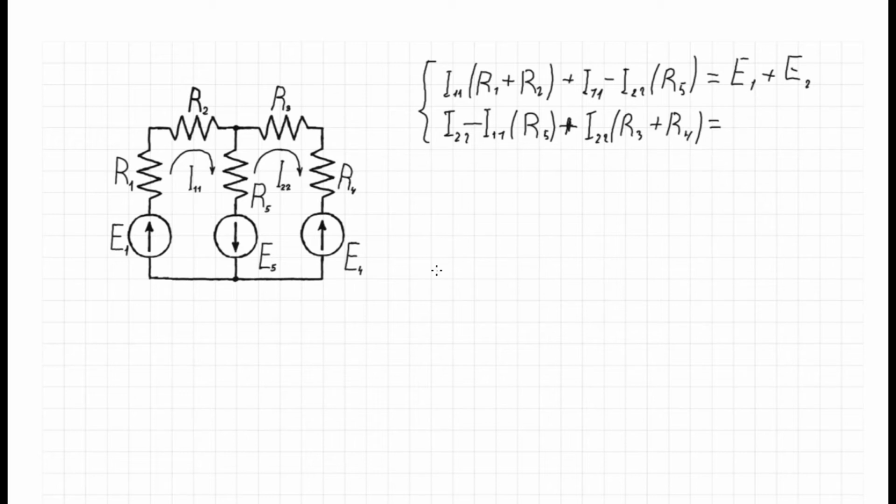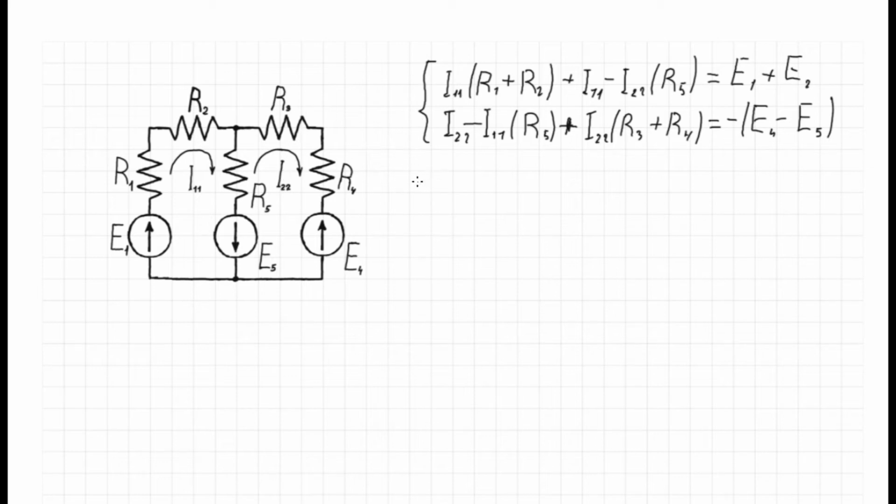Here is attention: our electromotive sources are directed counterclockwise, against the direction which we chose arbitrarily, so we take the terms on the right side of the second equation with minus: minus E4 and E5.